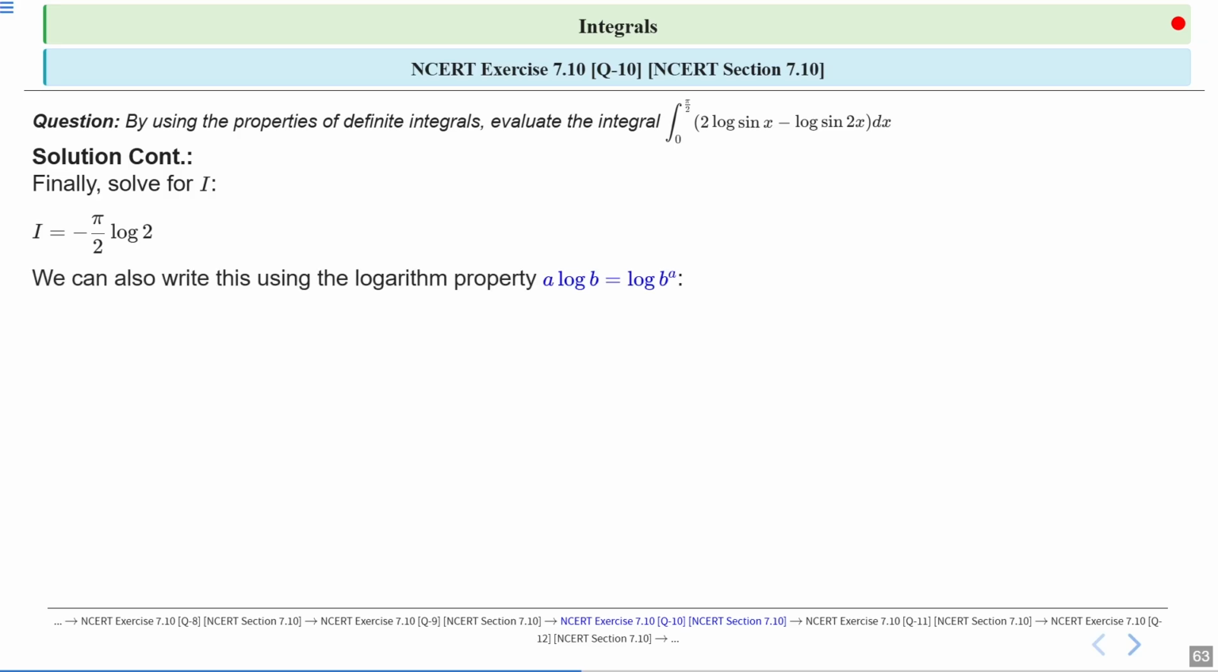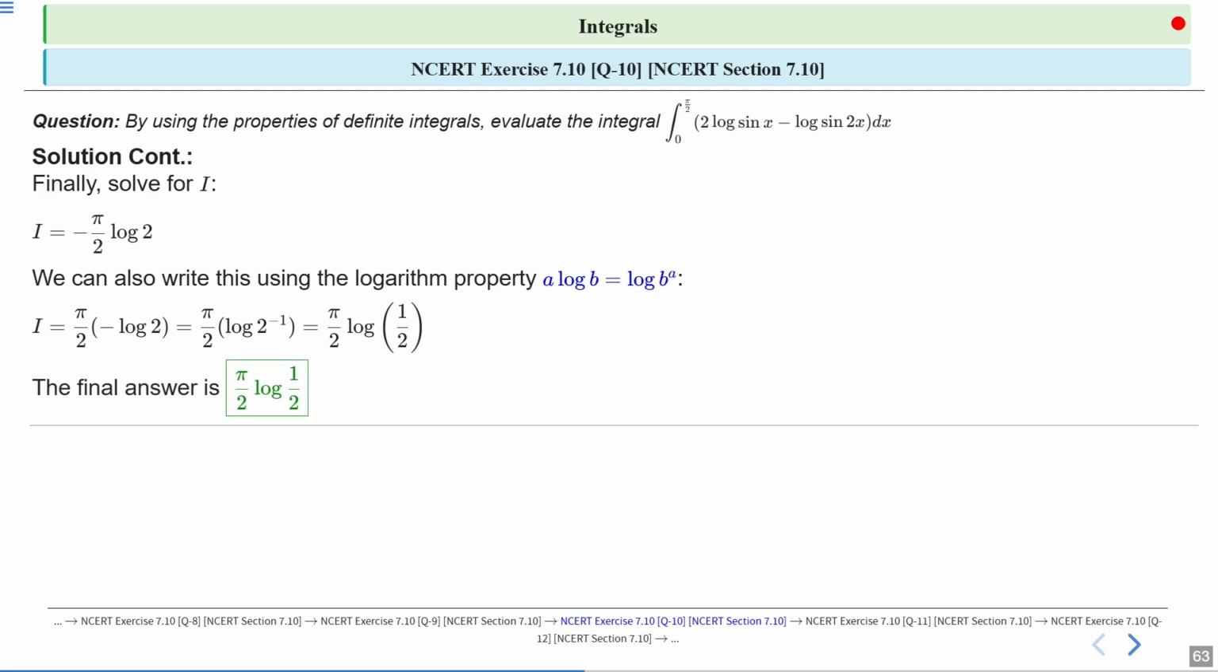Using the logarithmic property, a log b is equal to log b to the power a. So pi by 2 times minus log 2, that is pi by 2 log 2 to the power minus 1, and 2 to the power minus 1 is 1 by 2. So the final answer is pi by 2 log 1 by 2.